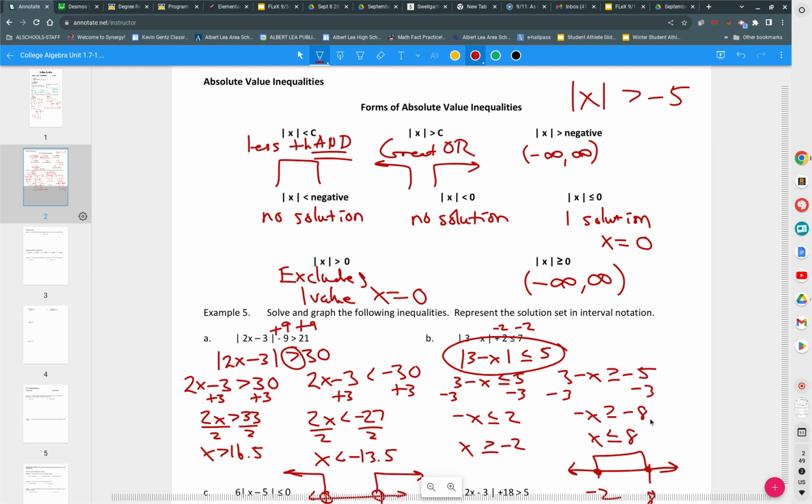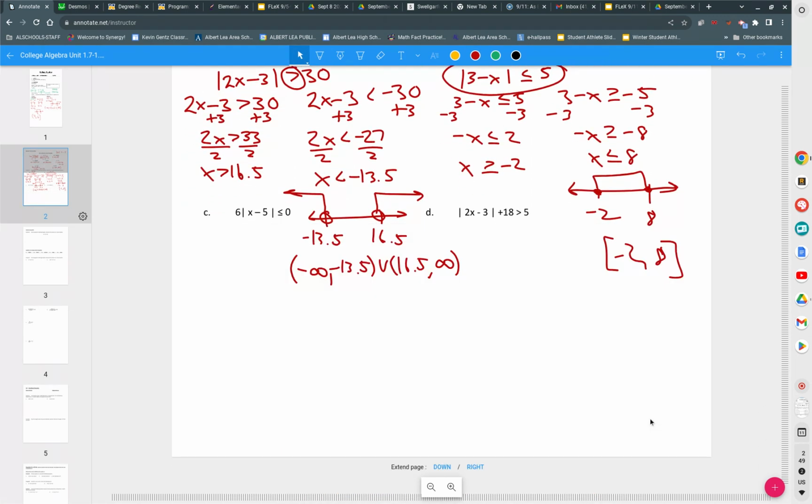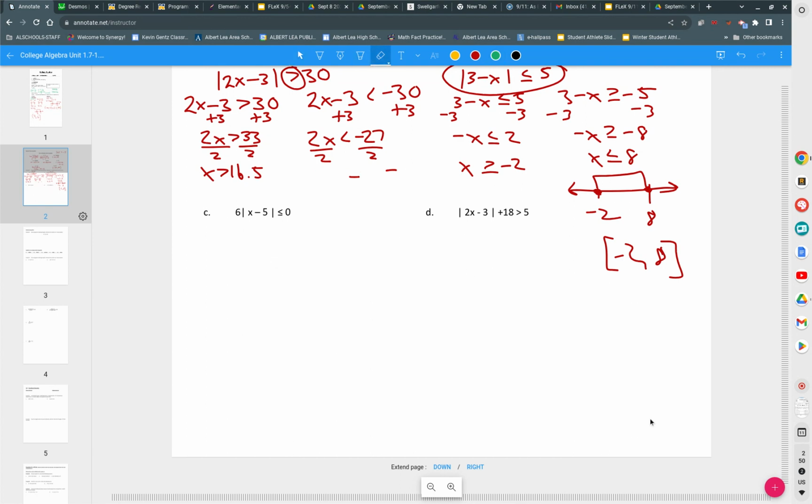So we'll put this into practice. You guys will understand this really well. We'll go through 2 examples. Letter C, I would like to solve letter C. So what should I do to both sides? Divide my 6 off. So I divide that 6, and I get the absolute value of x minus 5 is less than or equal to 0.